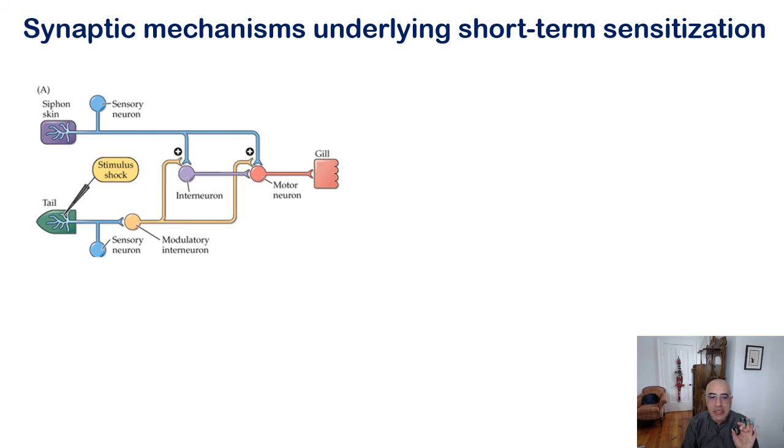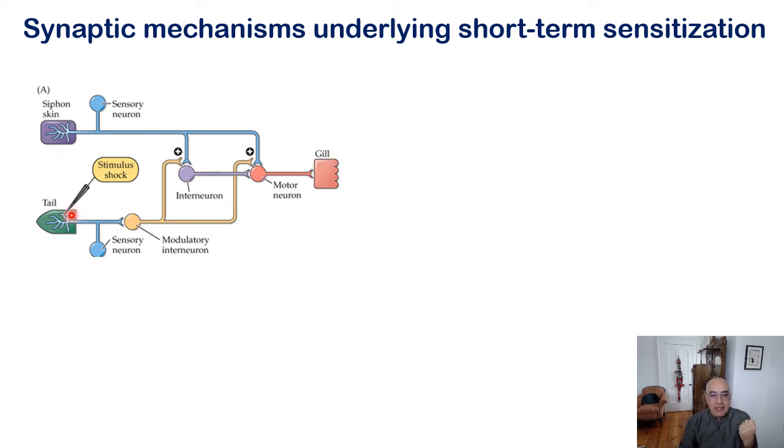All right, so what is happening inside the nervous system? What I want you to focus on here is the sensory neuron, which is basically a touch sensory neuron connected to the siphon skin, and when you touch the animal, that sensory neuron detects the touch and it excites a motor neuron that withdraws the gill and the siphon. Okay, so this is a simple sensory motor reflex that you see here.